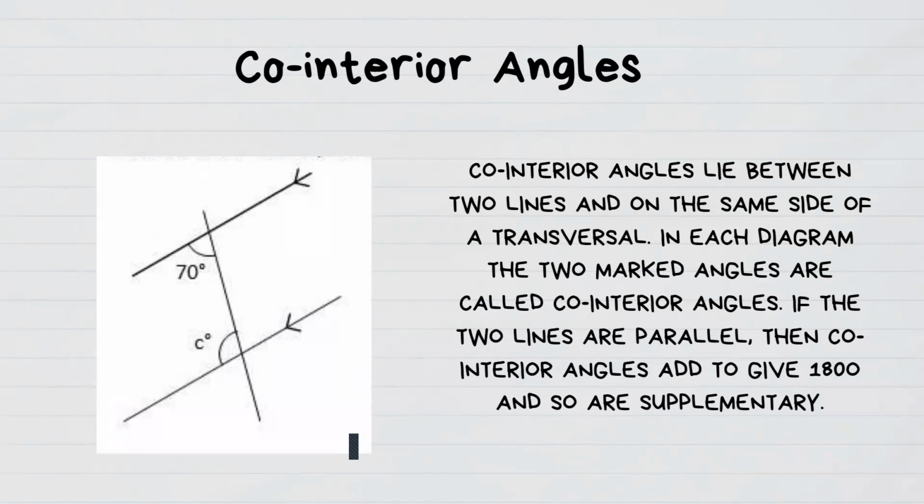In the example shown here, the 70 and another unknown degree are called co-interior angles because they form a C shape. If the two lines are parallel, then co-interior angles add up to 180 degrees, and so are supplementary.